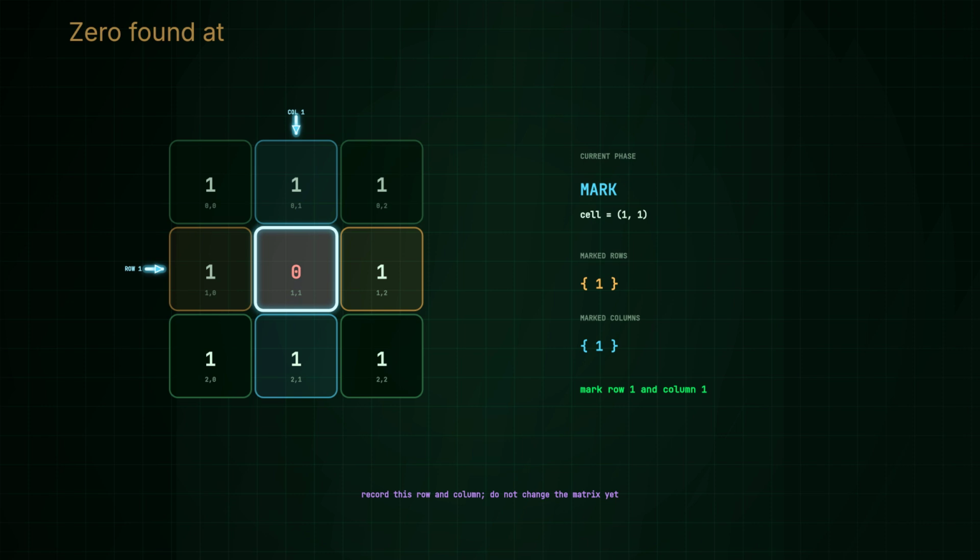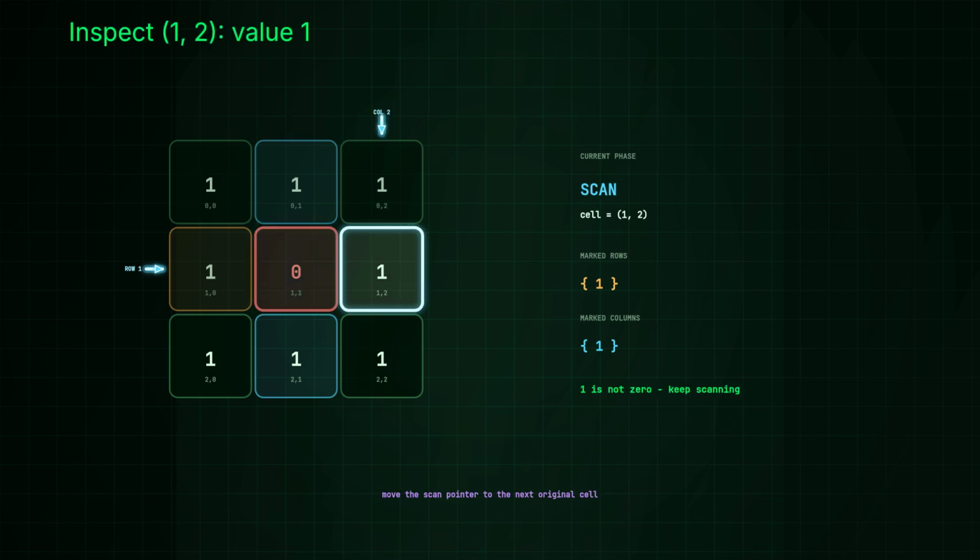Move the scan pointer to row 1, column 1. The value is 0, so add row 1 to the marked rows and column 1 to the marked columns. Keep the matrix unchanged during this pass. Move the scan pointer to row 1, column 2. The value is 1, not 0, so do not mark anything and continue.